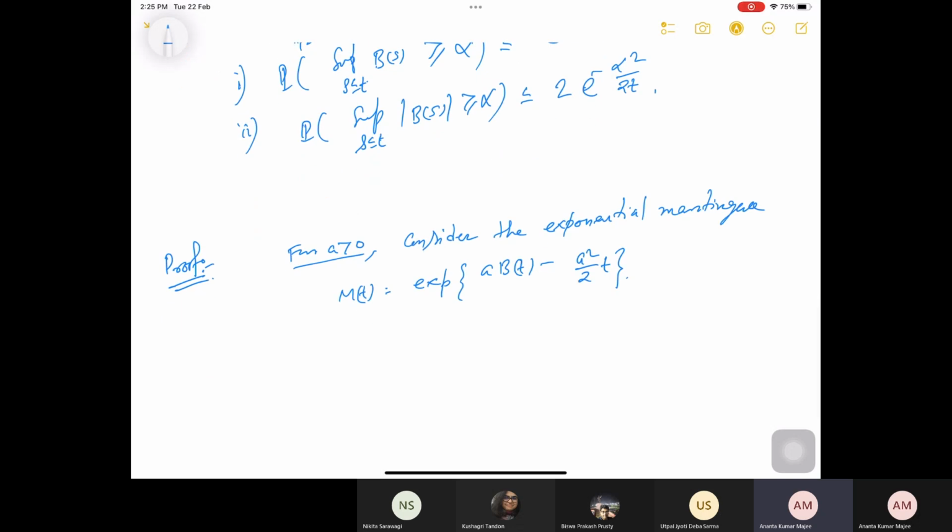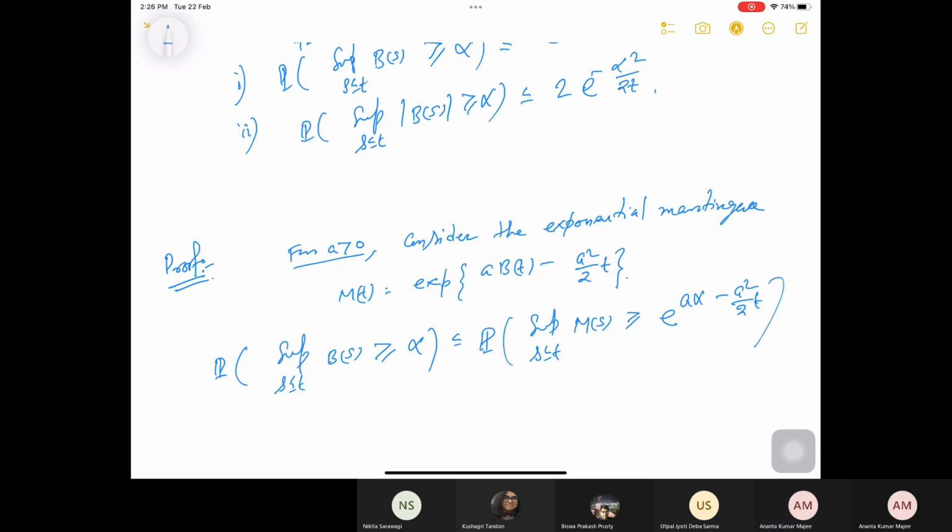Okay, so now my claim is that the probability of the supremum over s less than or equal to t of B_s being greater than or equal to alpha is the same as the probability of the supremum over s less than or equal to t of M_s being greater than or equal to e to the power a alpha minus a squared by 2 times t. Okay, this is the trick. This is because of the monotonicity property of your exponential functions. It means if omega lies in this event, it is a subset of this event, and hence the probability is less than or equal to that part.